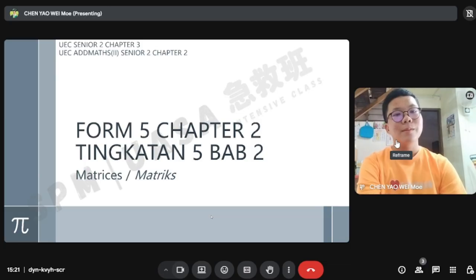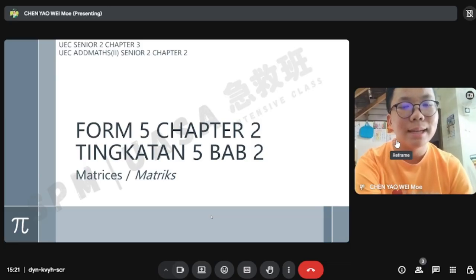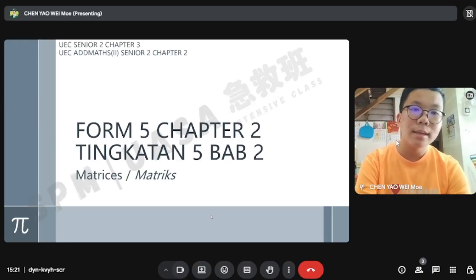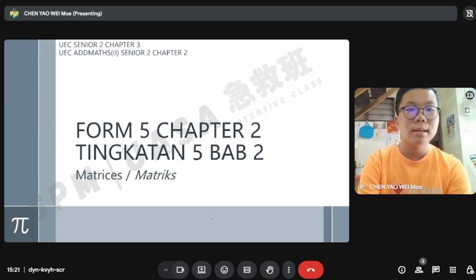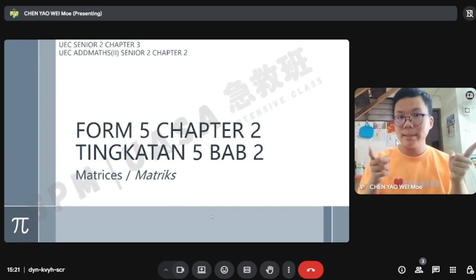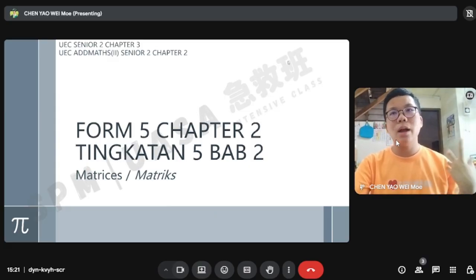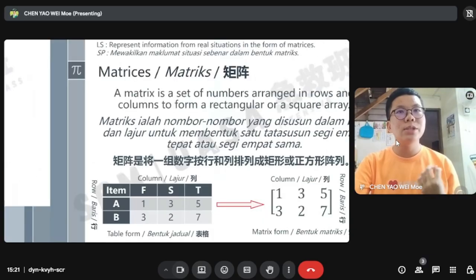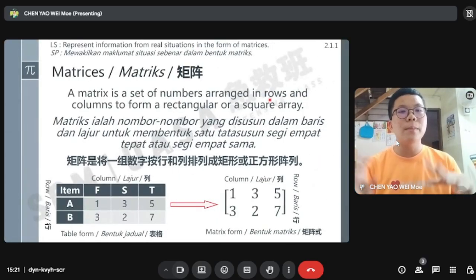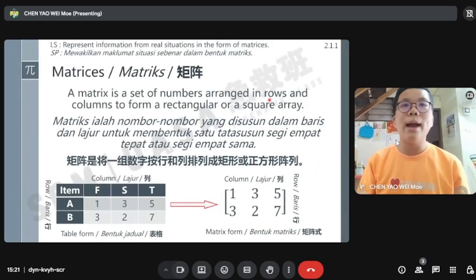Okay. This chapter is actually quite a new chapter, and it will include how to solve simultaneous equations using this method. Now, I want to let you all know what a matrix is. So, a matrix, we can say, is a set of numbers arranged in rows and columns to form a rectangular or a square array.